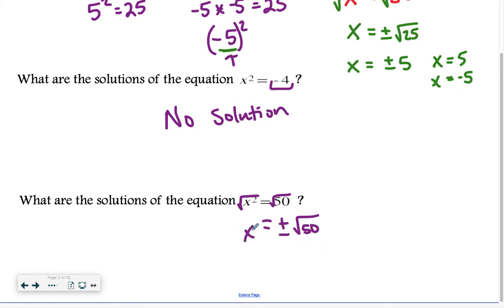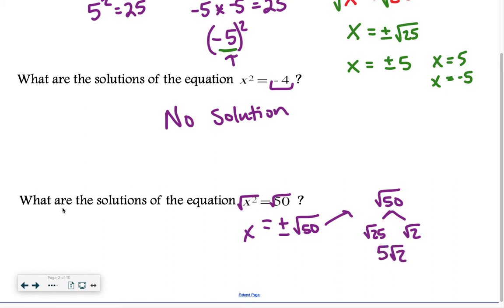Some of you are going to be tempted to just leave it at x equals plus or minus the square root of 50. But remember, I taught you how to break up the square root of 50. We don't just get to stop there. We have to simplify our radicals. So 50 is the same as 25 times 2. The square root of 25 is just 5, and 2.